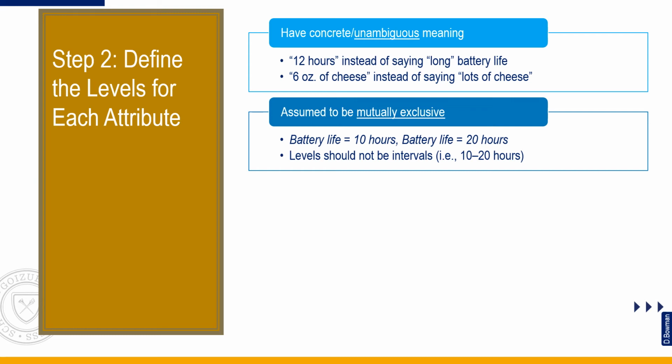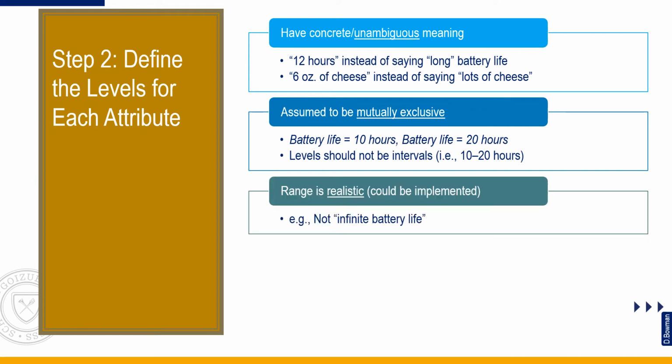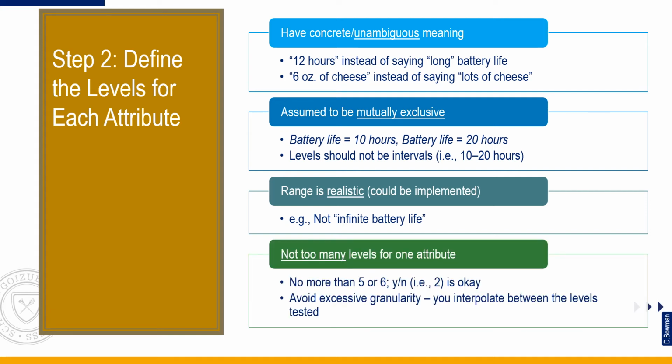You can interpolate later. Third, the levels should be realistic values that could occur in the market. Extremes that are not feasible tend to get overvalued by respondents. Finally, watch having too many levels for an attribute. You can always interpolate later as needed.